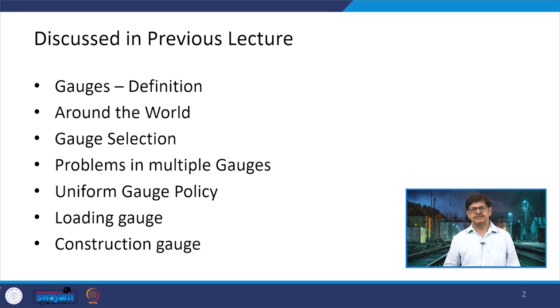If we look back at the previous lecture, we talked about the gauges, what types of gauges have been used across the world, and the factors used in the selection of those gauges. We discussed the problems experienced when multiple types of gauges were used in a country like ours. Then came the uniform gauge policy, and the benefits we have derived since we started working with that policy and converting everything to broad gauge. Finally, we completed that lecture with the loading gauge and the construction gauge.